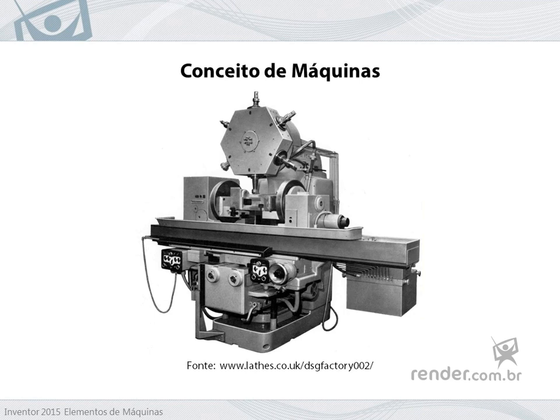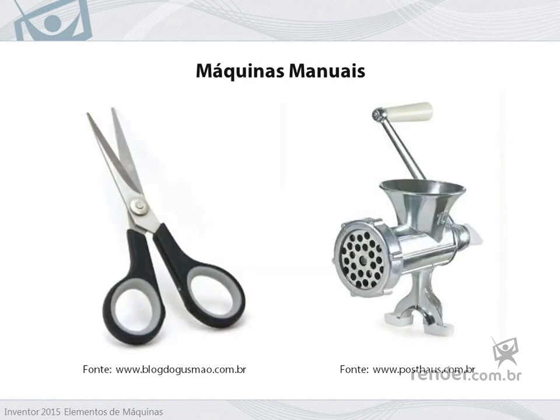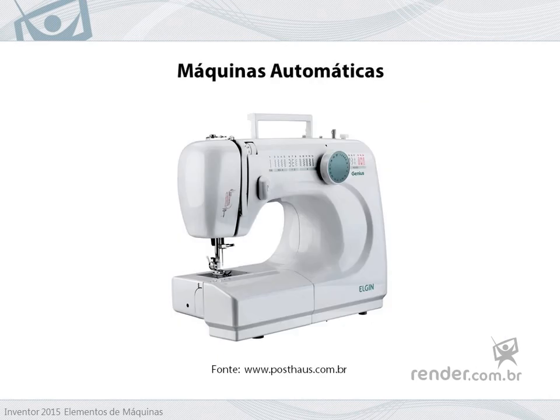Machines can be manual or automatic, simple or complex. Among the manual machines, we can cite as an example the scissors, which is a simple manual machine. There are more complex manual machines, such as a grinder. Among the automatic machines, we can cite as an example the sewing machine, which is a simple automatic machine.